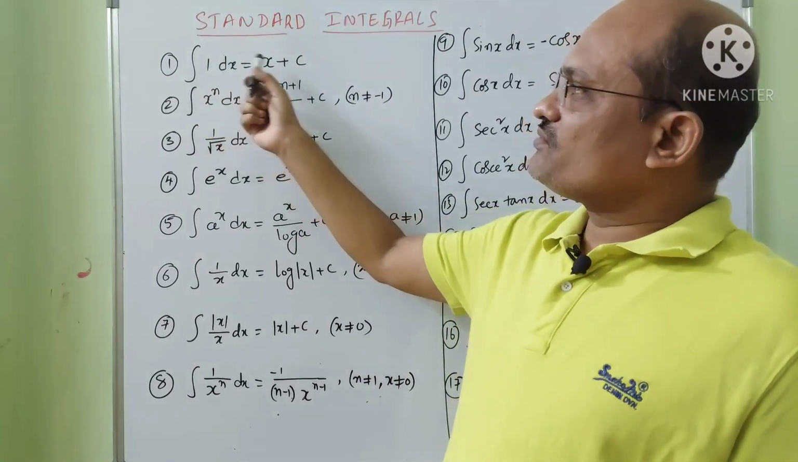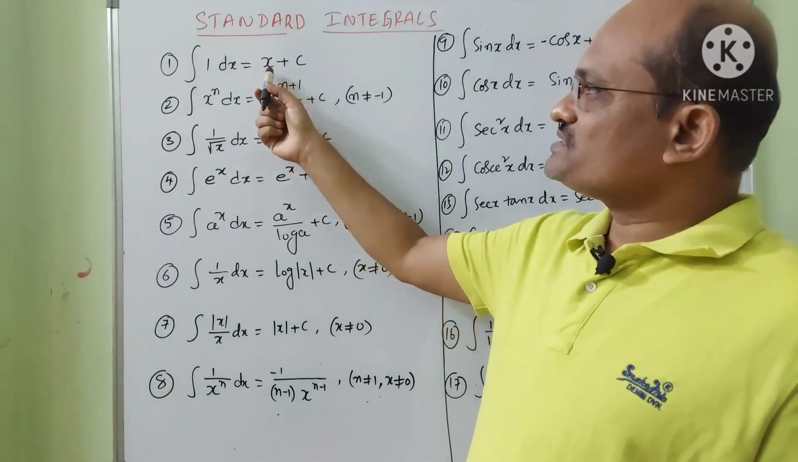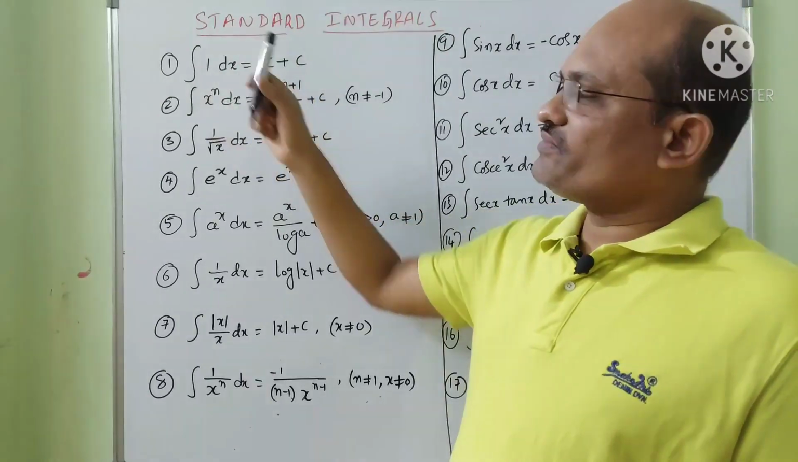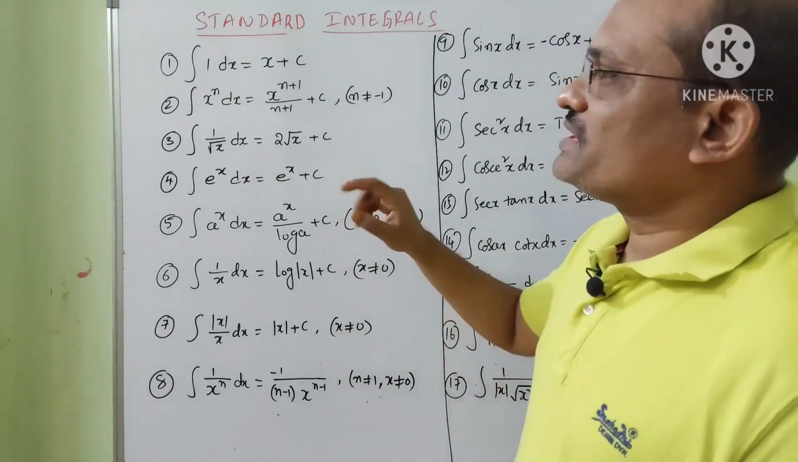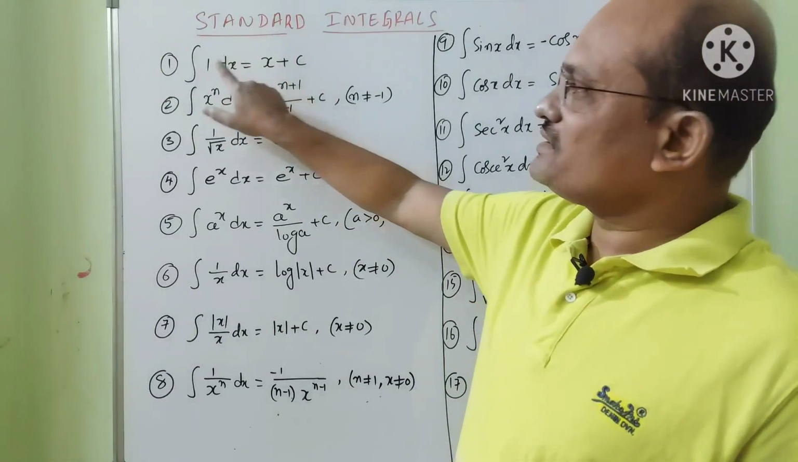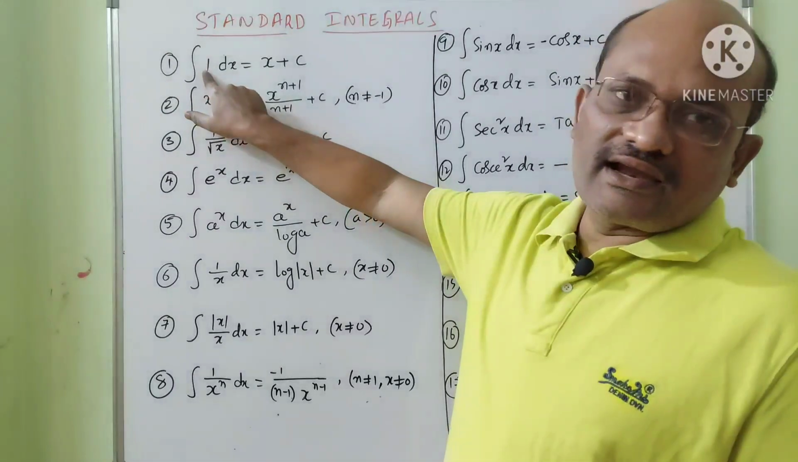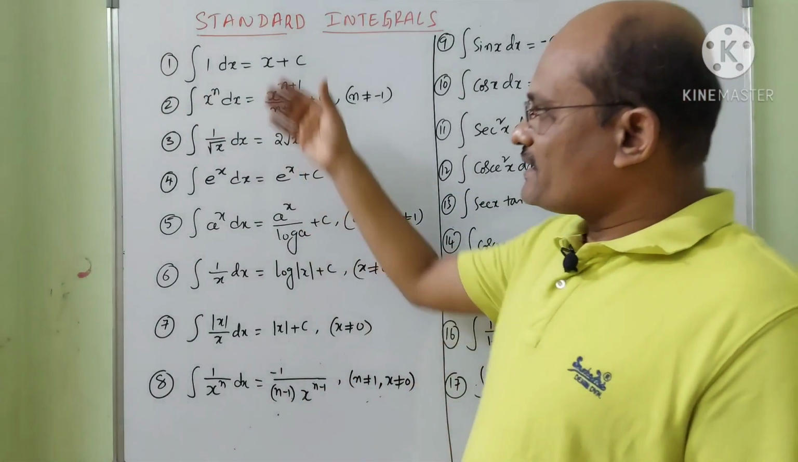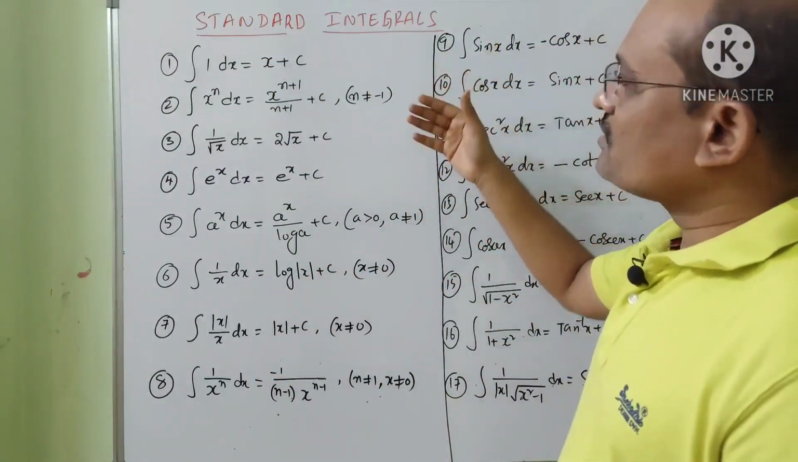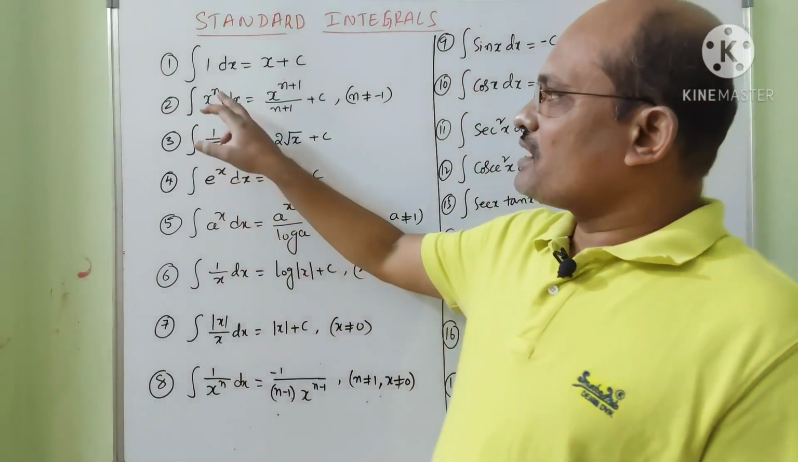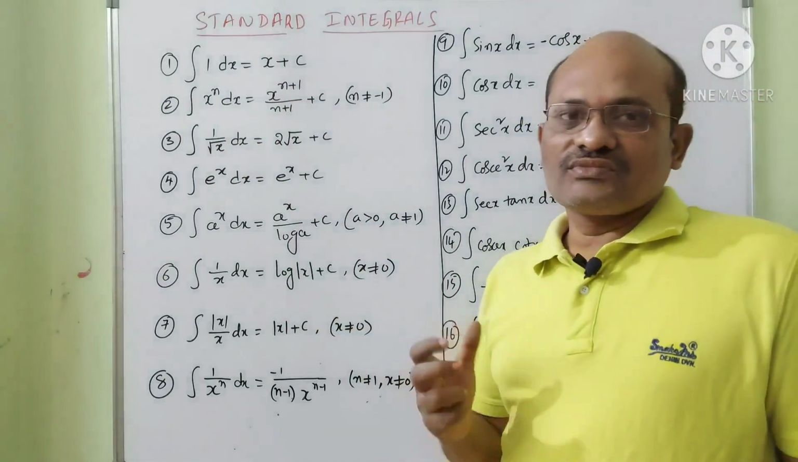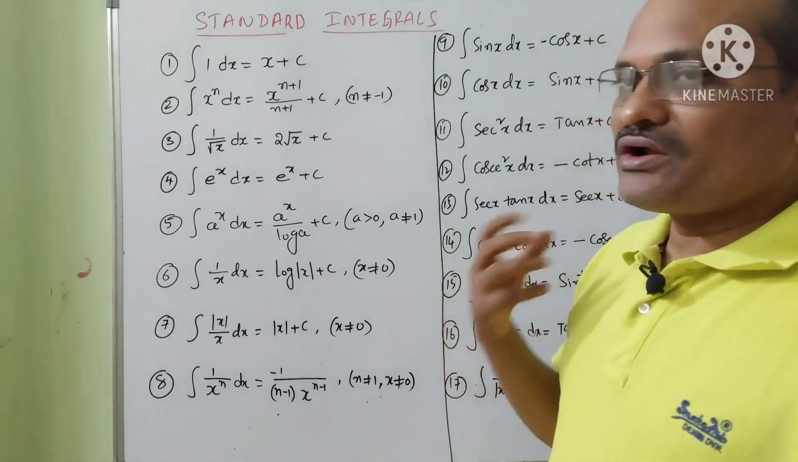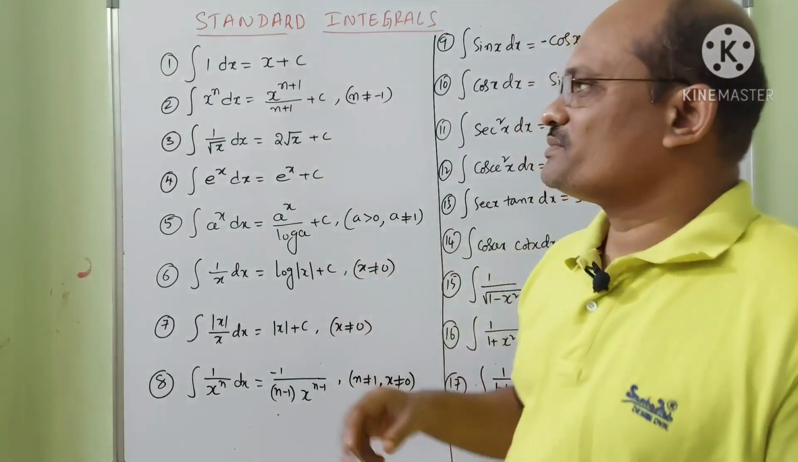So antiderivative of 1 is x. If you differentiate x plus c, you will get 1. So if you differentiate right-handed parts, you will get the integrand. Antiderivatives you will get. So like that, these are the main important formulas. I will read the formulas. You have to revise and you have to remember the formulas to do problems.